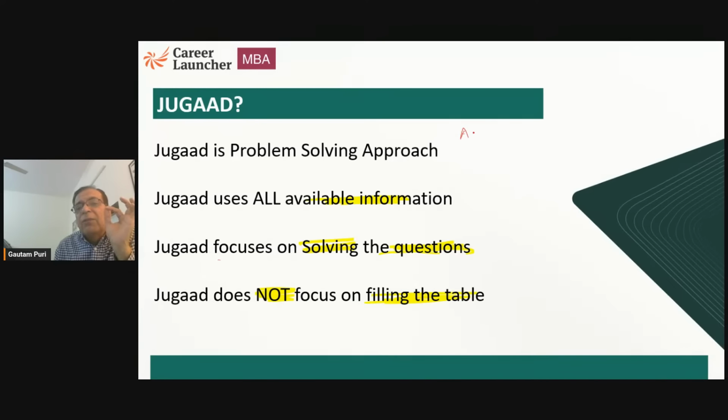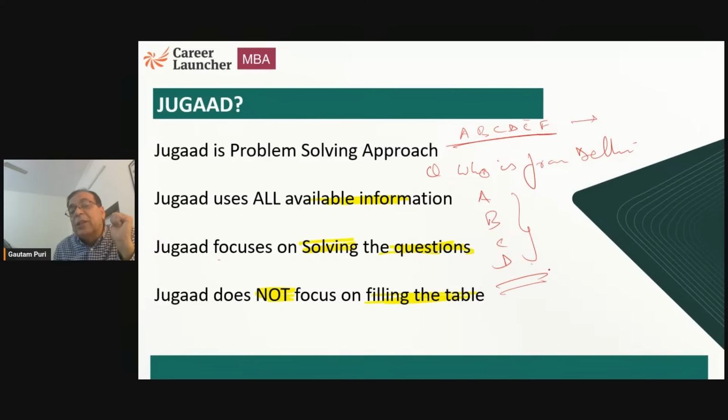Okay? And just a very simple example, what do I mean by that? Let's say there are 6 friends, A, B, C, D, E, F. Okay? And the data talks about these 6 friends belonging to different cities, different colleges, etc. And the question says, who belongs to Delhi? Who is from Delhi? And the answer choices are A, B, C, D.